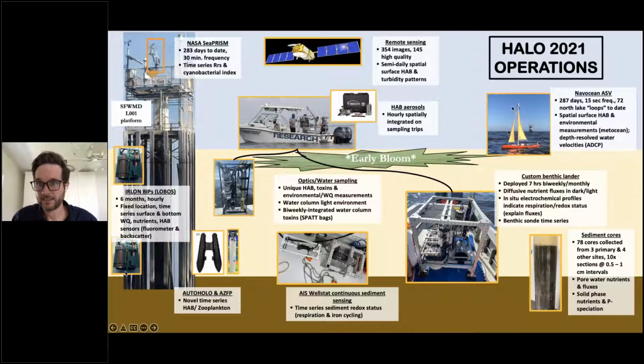We had this autonomous sailboat, which I'll talk about. In terms of the water column, we went out bi-weekly. We collected in-water optical properties to try to basically develop algorithms to better detect Microcystis, but also understand the light environment and how that controls their distribution. We had a couple of innovative HAB sensors that we deployed, which I'll talk about briefly.